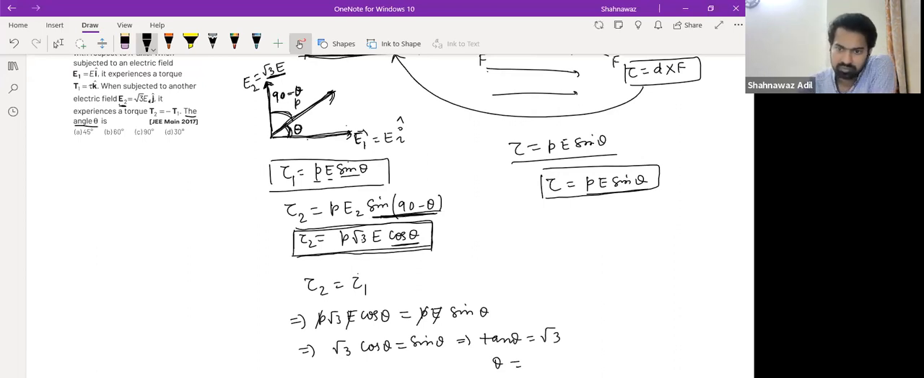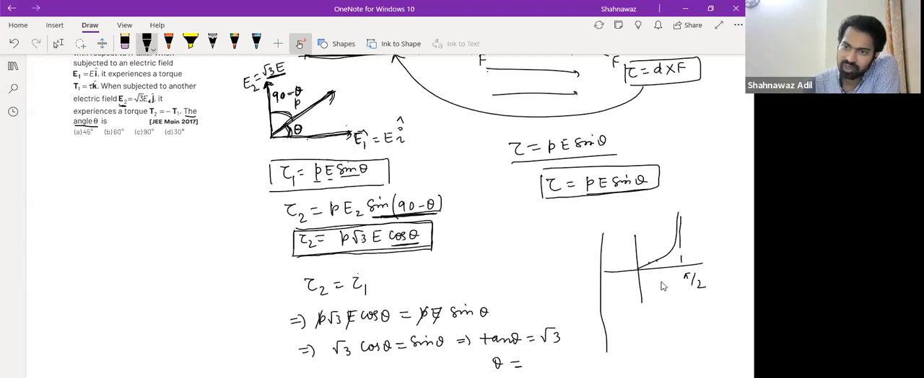Root 3. For what angle is your tan? Tan is increasing, just remember that. This is pi by 2. At 45 you have 1, then you have 1 by root 3, so this would be 60 degree. Yes, that's right, 60 degree. Is that correct, Tariq? Yes, sir. 60.